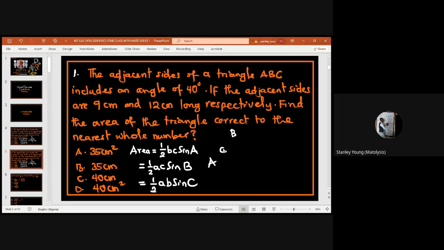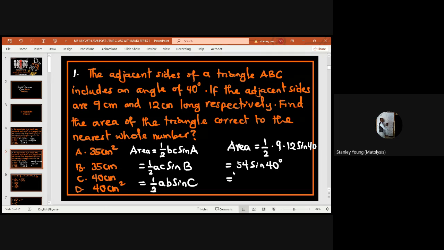So in this problem, the two adjacent sides are 9 centimeters and 12. So the area is equal to 1 over 2 times 9 times 12 times sine 40. So 2 into 12 is 6, 6 times 9 is 54. That's 54 sine 40. 40 degrees is not a friendly angle, it's not a common angle, so you just have to use your calculator there.